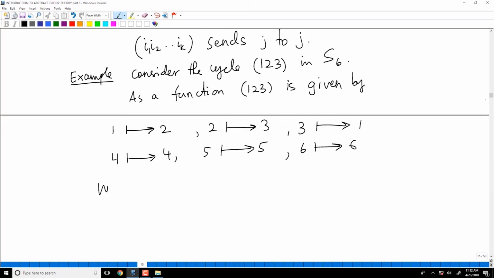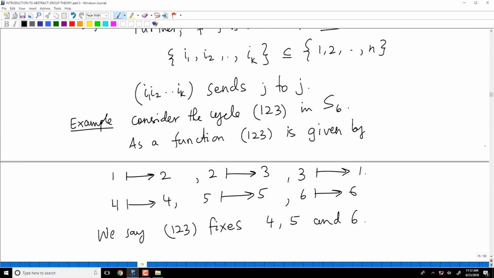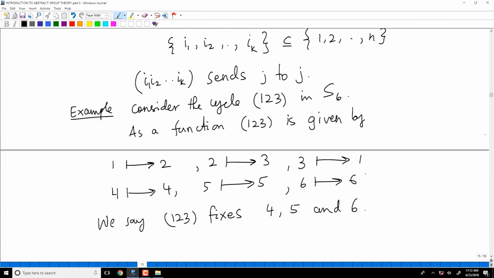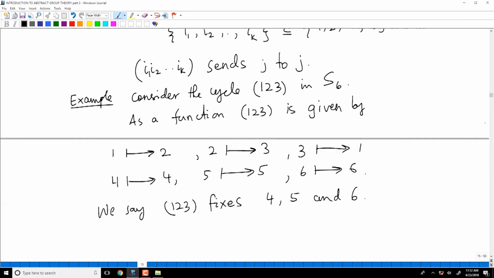Okay, so we say 1, 2, 3 fixes 4, 5 and 6. So it fixes them. More generally, cycle I1, I2, Ik fixes any index that's not contained in I1, I2, Ik.